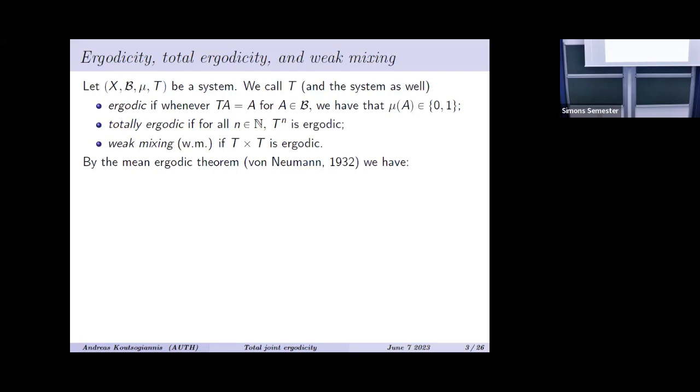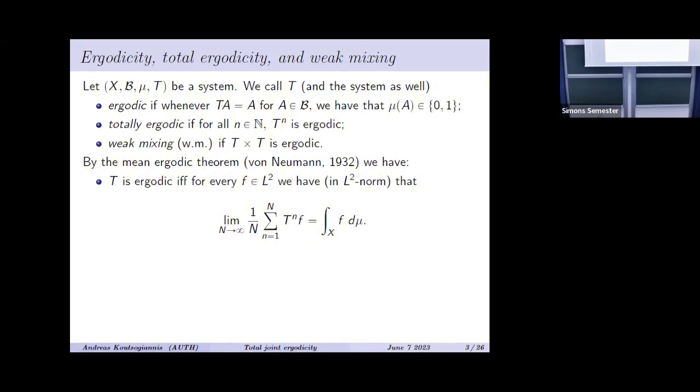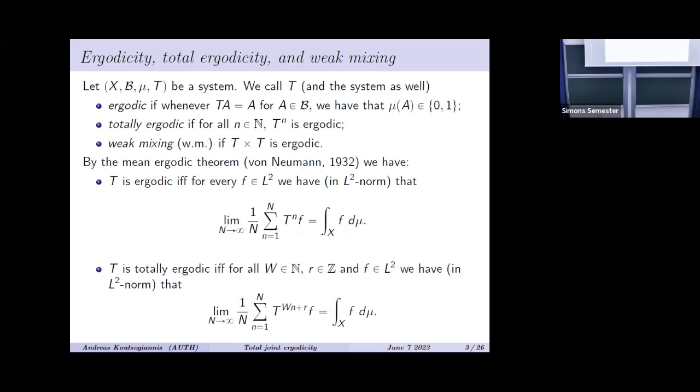By the mean ergodic theorem, as you have already seen today, we have a characterization of ergodicity. You have that T is ergodic if and only if, for any function, as Wenbo said, the time average equals the space average in L2 norm. And then you can also characterize total ergodicity by having the corresponding result along arithmetic progressions, where your step is a natural number W, I start my natural numbers from 1, and any starting point r, which is an integer.